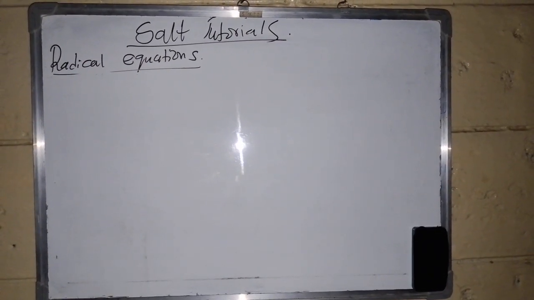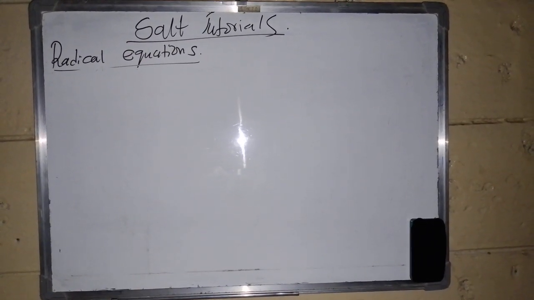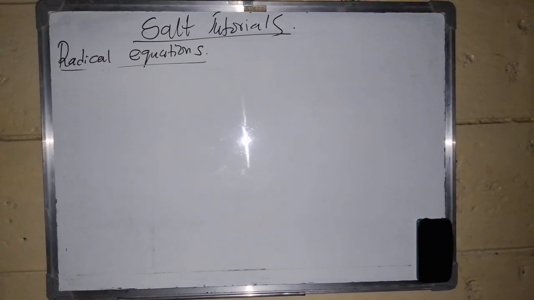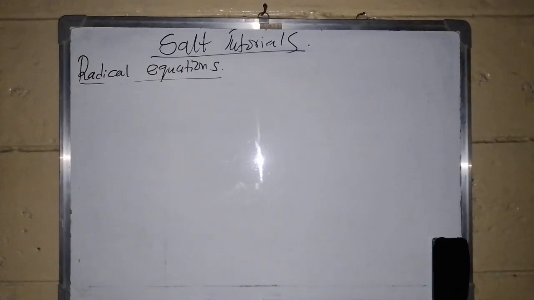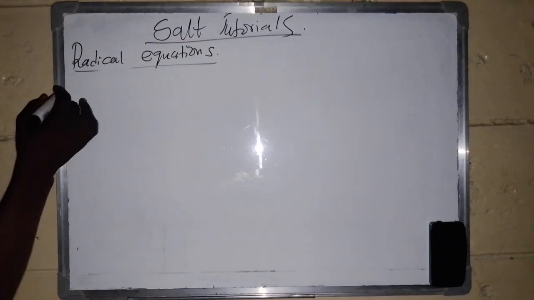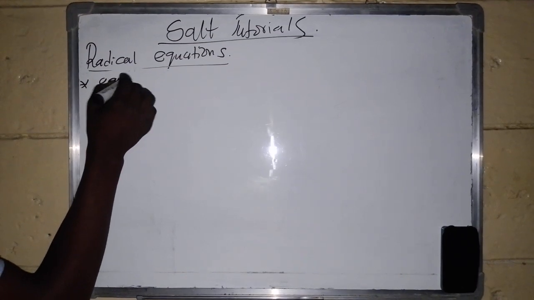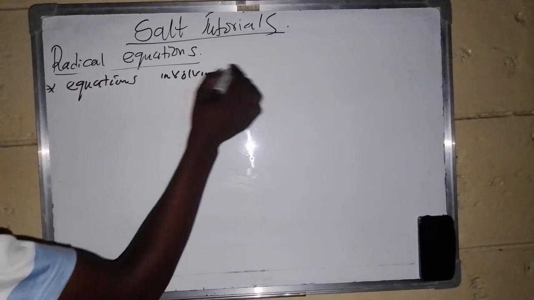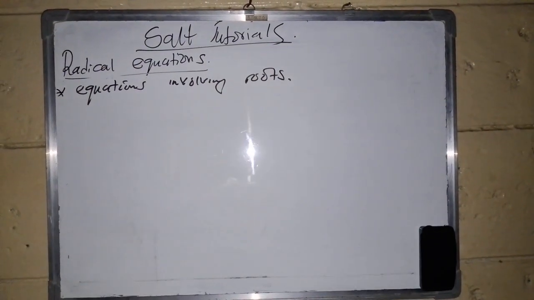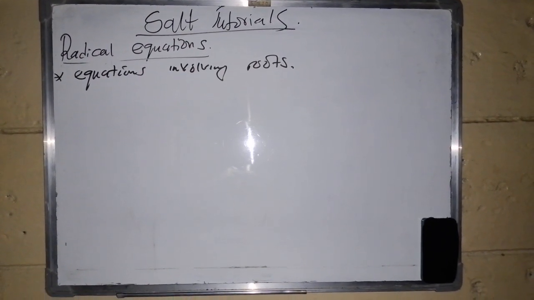Even as we are looking at equations today, we focus much on radical equations. What are radical equations? We understood what an equation is. We've talked about absolute value equations so far, and now we're looking at radical equations. What is a radical equation? By definition, when we look at radical equations, we're talking about equations involving roots. Equations involving roots.